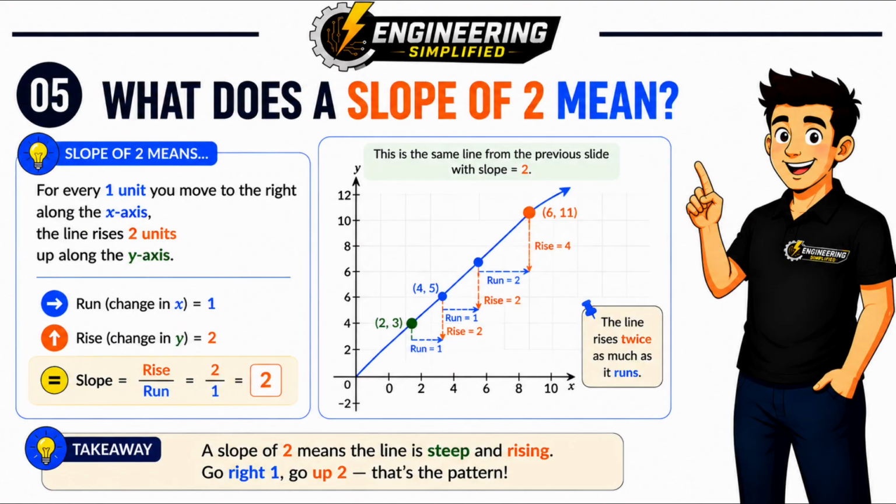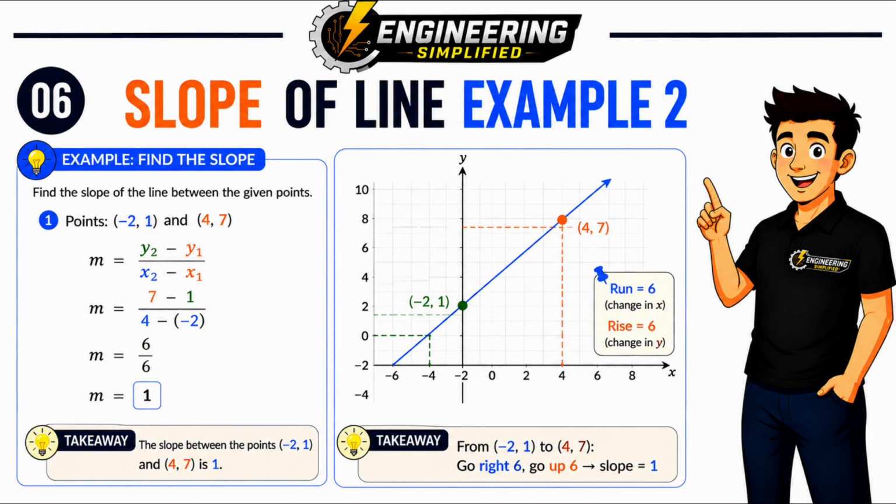A slope of 2 means that every time you move 1 unit to the right, the line rises 2 units. So the line climbs quite steeply from left to right. Now let's look at another example. This time our points are (-2, 1) and (4, 7).